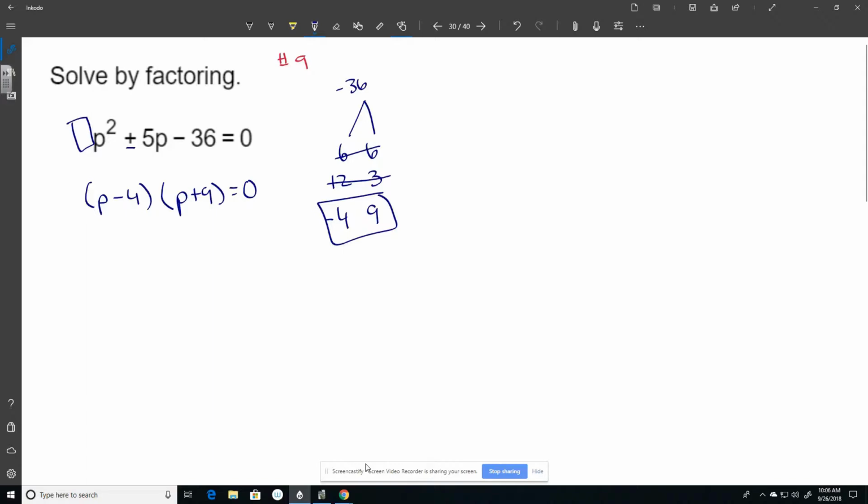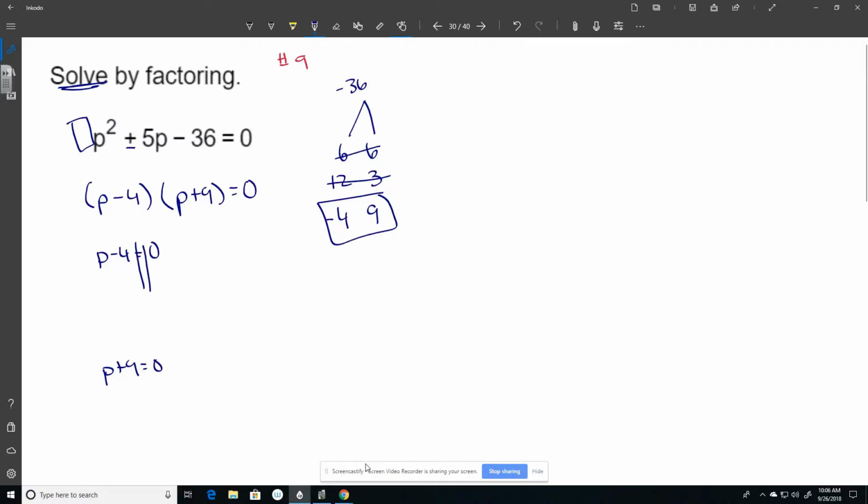We're looking for the solution. This is not a solution. This is simplified. This just helps us find the solution. Remember, these multiply to be 0. So either P minus 4 is 0 or P plus 9 is equal to 0.